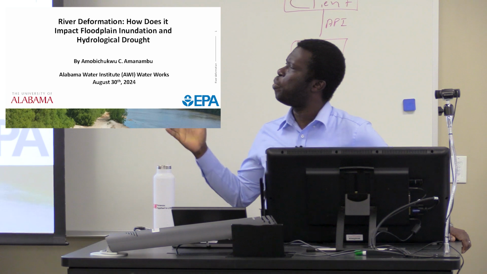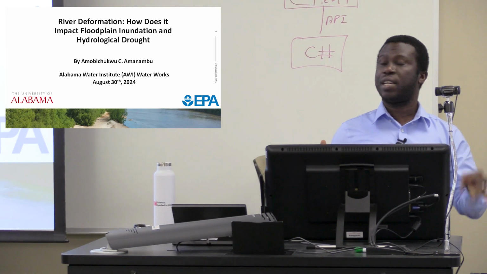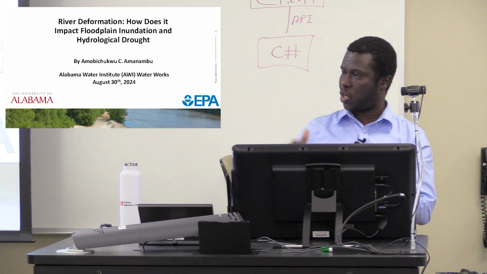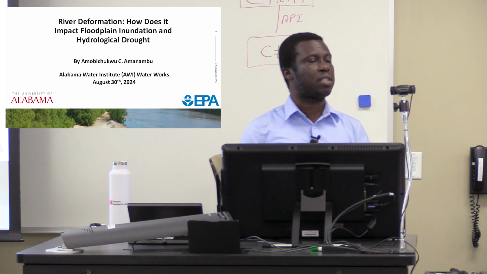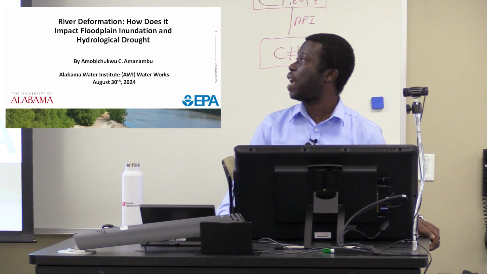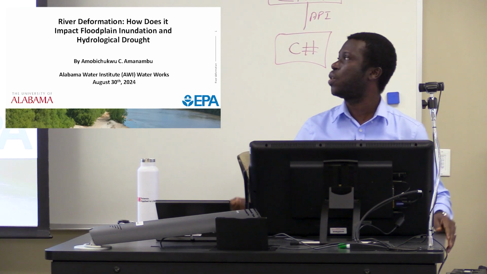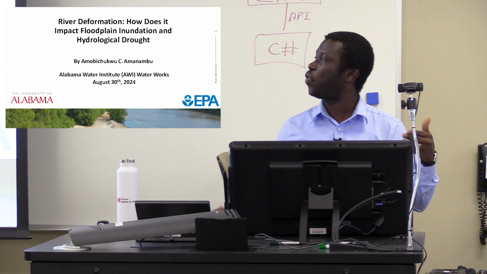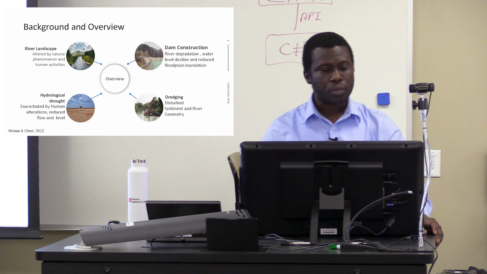When we say river deformation, what are we talking about? We are making reference to either aggradation, that is the addition of sediments on a riverbed, or degradation, removal of sediment in that riverbed. So the idea is, how do these 2 processes, aggradation and degradation, cause flood inundation changes and also hydrological droughts?